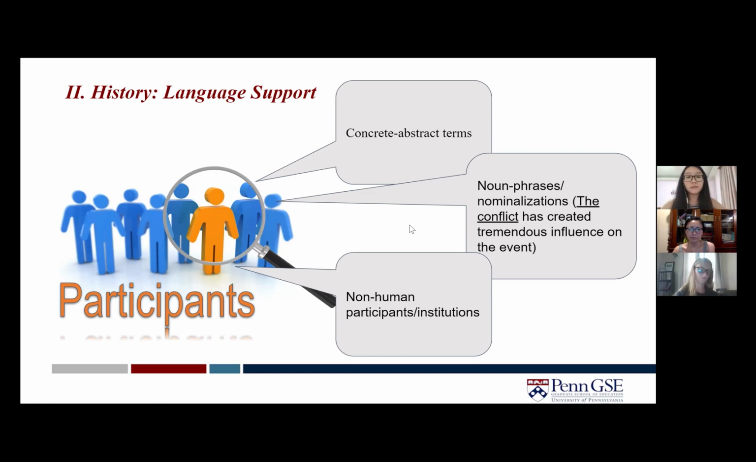Next one is that the students need to identify the participants in the text, right? So it's not as simple as we think, because sometimes these participants can be concrete or abstract terms. Sometimes it's noun phrases that are more complicated for the students to decode. Sometimes they are nominalizations, such as the conflict, which is referring to the action that was done in the previous sentence, right? And sometimes they are non-human participants or institutions. So in this case, the participants can really be who and what. So we need to teach the students to distinguish between these clauses.